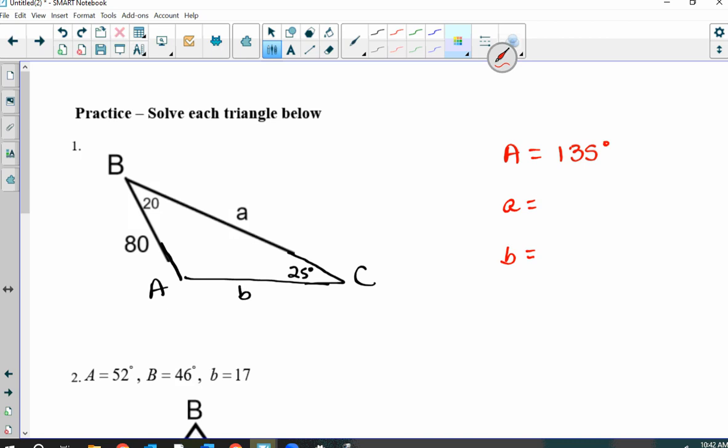Usually grading these, show maybe the initial setup, but really I'm just looking at your answers. There's not a lot of work to be done.